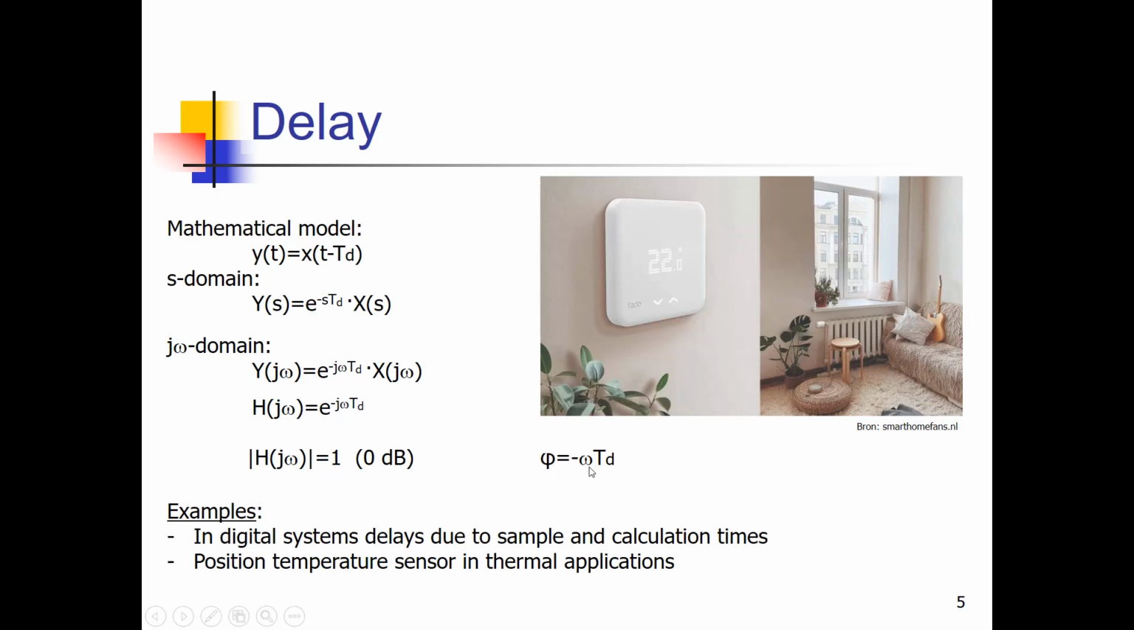Well, in what situations do we have delays? In every digital system, there are delays because there we have sample and calculation times. So we have delays between the input and the output. And for instance, in physical systems, like in a thermal application like this, where we have a heating system over here. So here is my actuator, and here is my temperature sensor. So there is a delay in actuating and sensing the temperature.